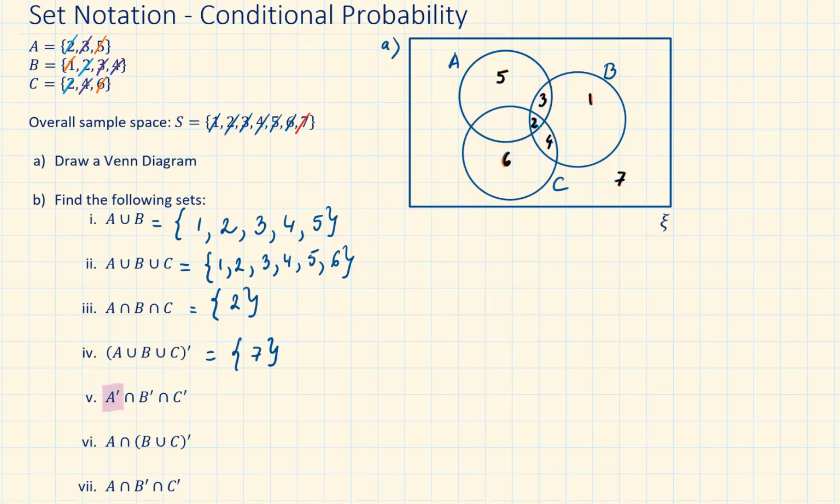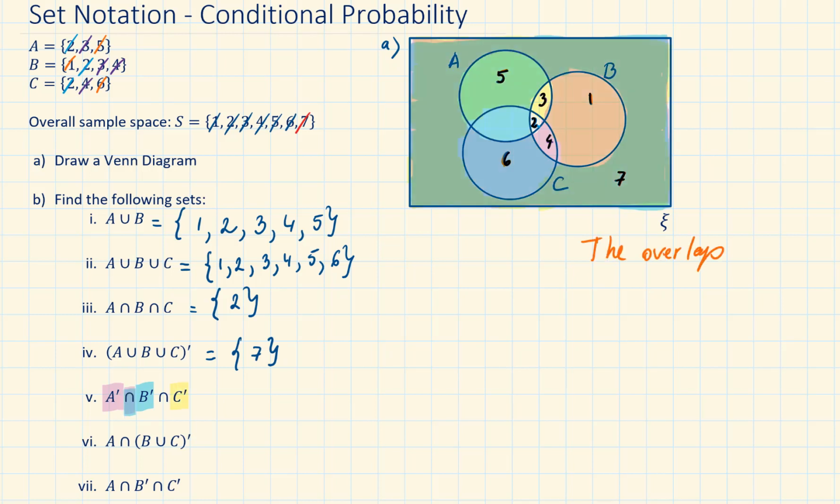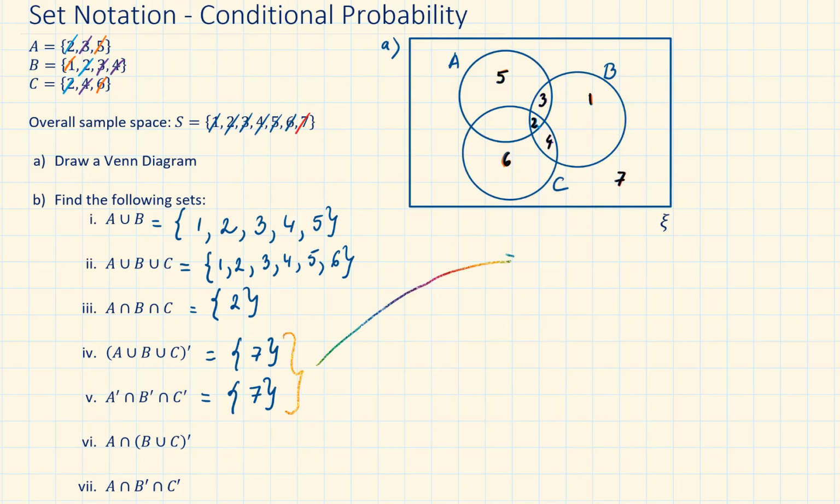The complement of A shaded in pink, complement of B shaded in blue, and the complement of C shaded in yellow, so the element of this overlap color is 7, which is identical to the above, which takes us to this formula. The complement of a union is equal to the complement of A intersection complement of B intersection complement of C.